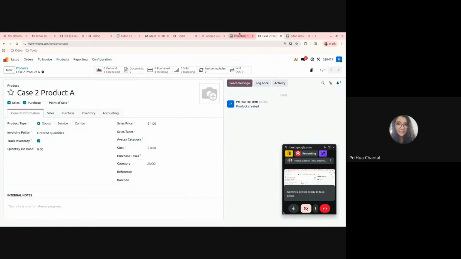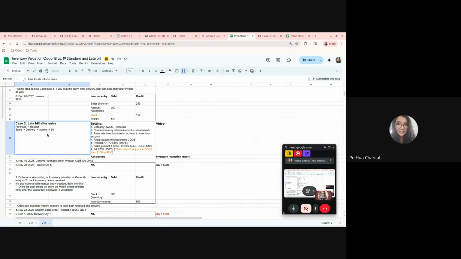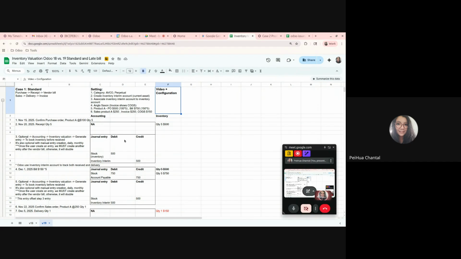Hello, this is case two. We're discussing a late bill after sales. Your bill happens after you sell and deliver an invoice, and here's the bill. The configuration is the same. If you don't know the configuration, please look at the case one standard video.